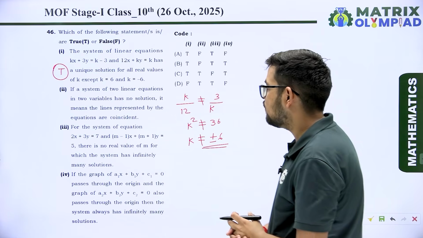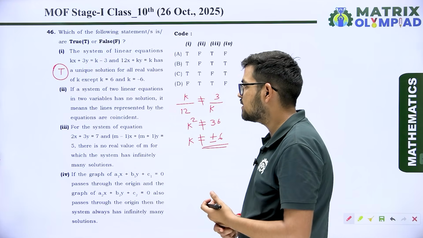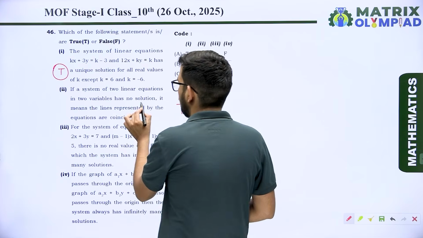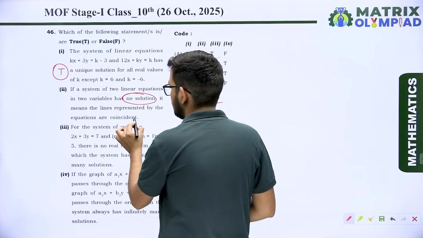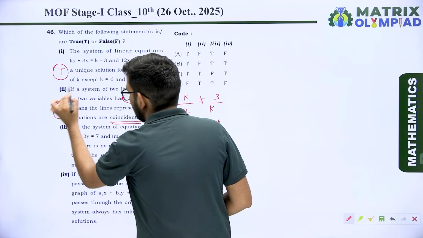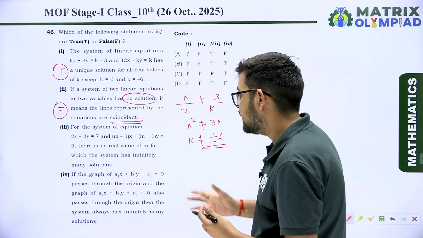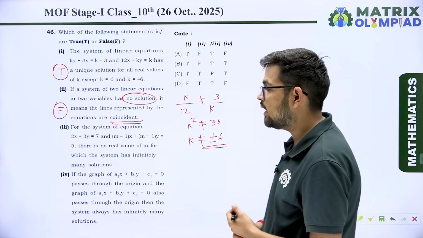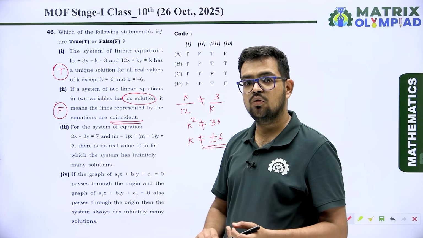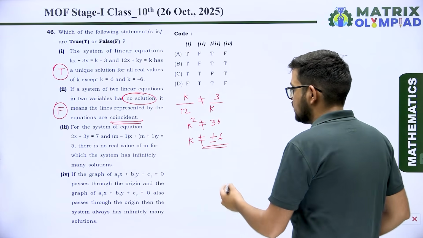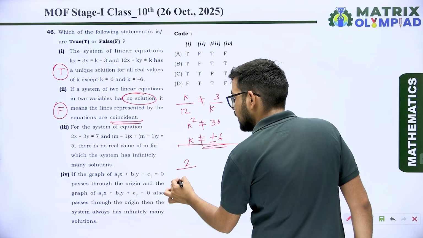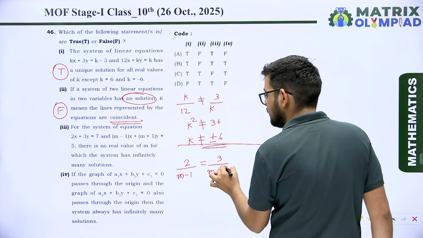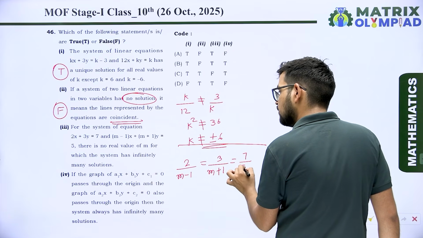Second one: if a system of two linear equations in two variables has no solution, it means the lines represented by the equations are coincident. For no solution, the lines are parallel, not coincident. So the second one is false. Third one: for the system of equations, there is no real value of m for which the system has infinitely many solutions. For infinitely many solutions, a1 upon a2 equals b1 upon b2 equals c1 upon c2. So you will have 2 upon (m minus 1) equals 3 upon (m plus 1) equals 7 upon 5.